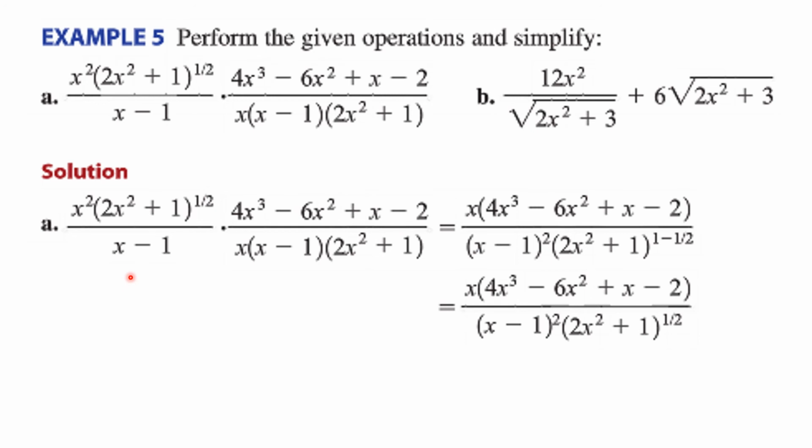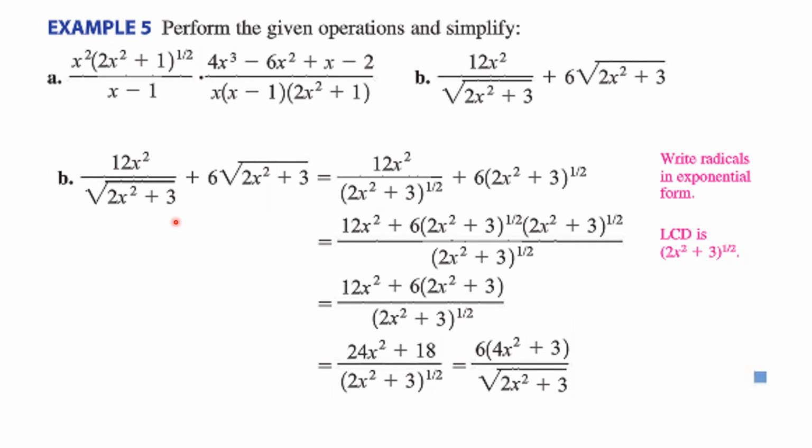So in part A, what happens is you're multiplying across the top and across the bottom. You get this expression, and it turns out that here nothing cancels, and that's what we get. Now notice we did, I guess, do a little bit of canceling because this is (2x squared + 1) to the 1/2 over (2x squared + 1) to the 1. So that's going to be the net of 1/2 in the denominator.